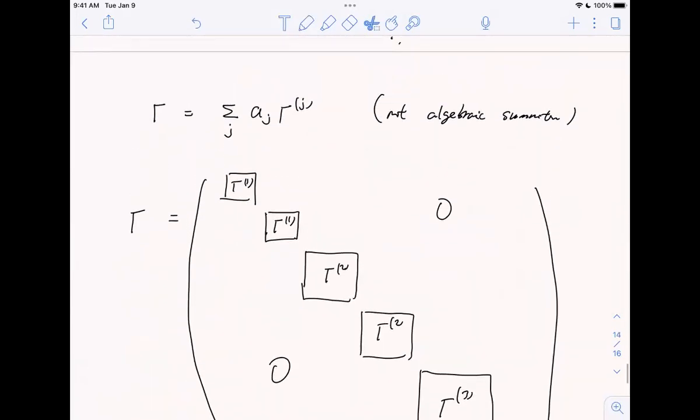Okay, so we want to know these coefficients, because these are just irreducible representations. We already know them from the character table, just 1, 2, 3. We all know that.